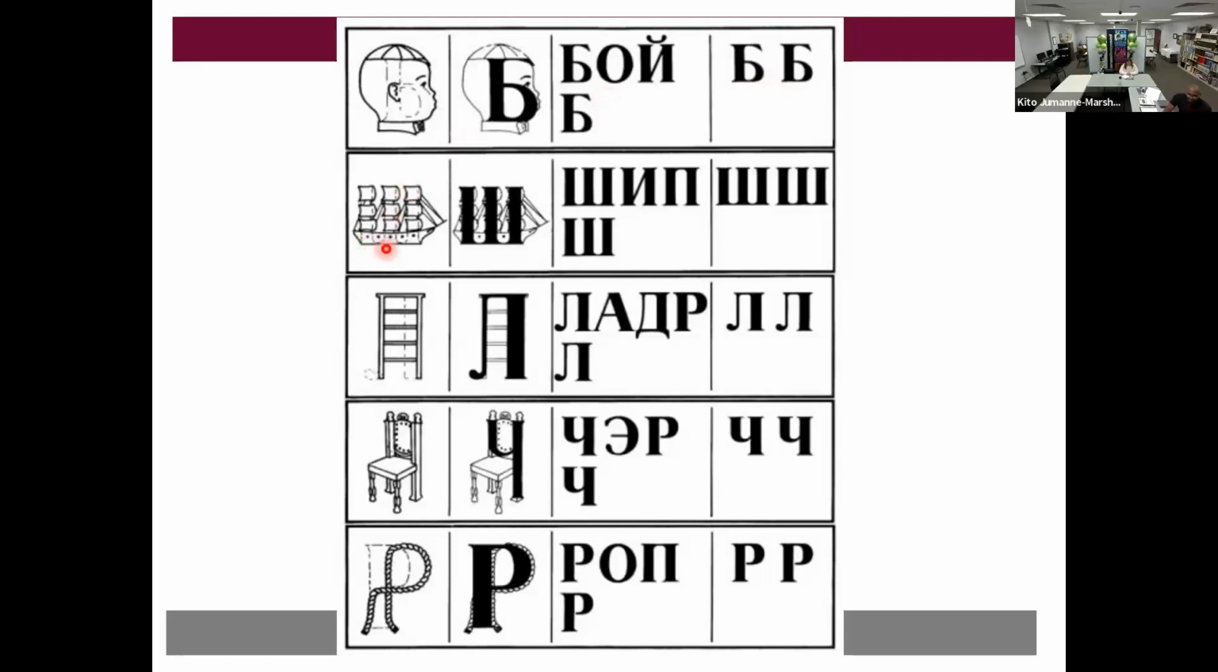This is a ship. Say ship. Ship. This looks like a ship. Say ship. Ship. This is the word ship. Read ship. Ship. Ship begins with the sound sh. Say sh.